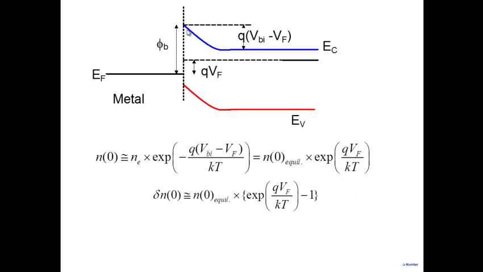What is the excess electrons at this particular point? The excess electrons here will be equal to whatever was there in equilibrium subtracted from what is now. And so excess electrons is at equilibrium exponent QVF by KT minus 1. Correct? Excess electrons at this particular point.